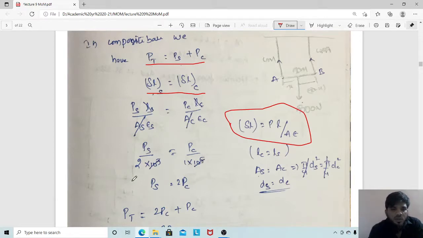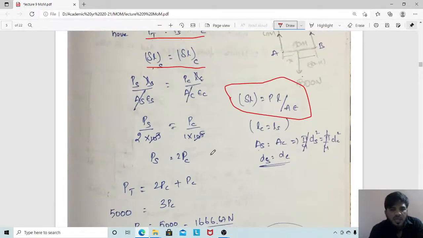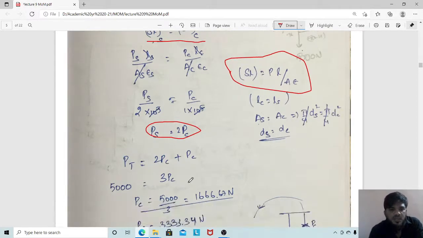Here again 10 to the power of 5, 10 to the power of 5 cancel. PS is equal to 2 PC we have got. So again take this value in your first condition, that is the load condition. PT is equal to 2 PC plus PS. So in the place of PS, we can substitute the value as 2 PC.